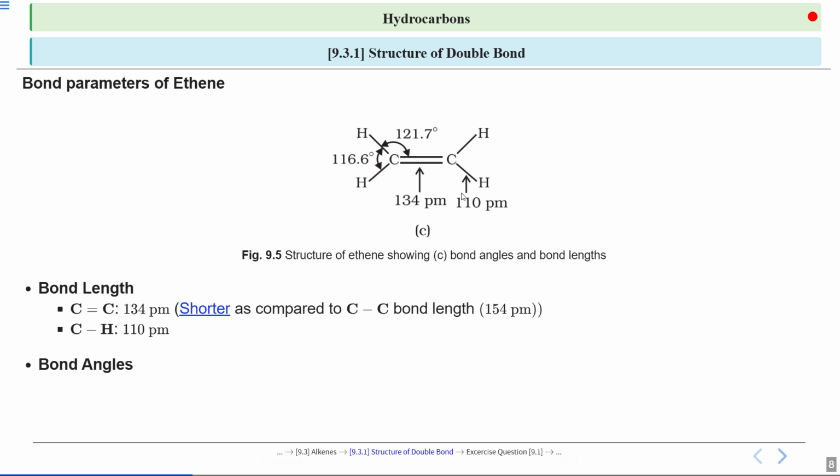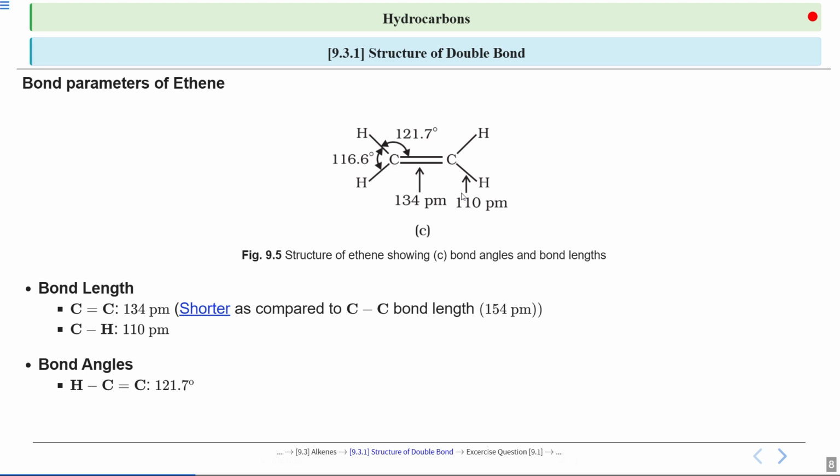Next, moving on to the bond angles. The H-C=C bond angle is approximately 121.7 degrees. This angle is slightly larger than the typical tetrahedral angle of 109.5 degrees due to the planar structure of the double bond. So when carbon moves from the sp3 state to the sp2 state, the bond angle increases from 109.5 to 120 degrees.